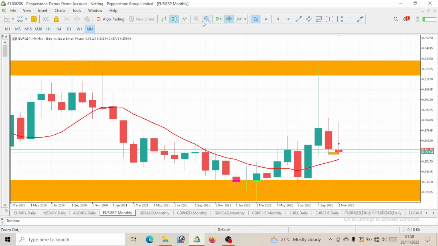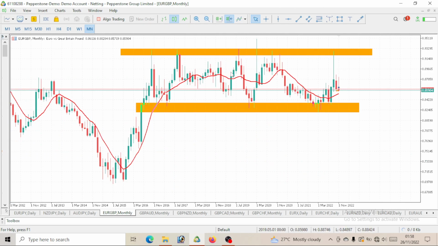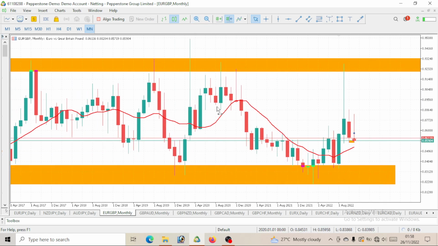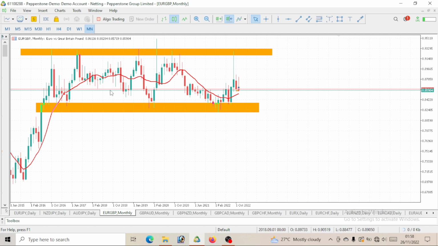So let's get started. First of all, we'll start with the higher time frame, which is the monthly time frame, to be able to guide us. Let's zoom it out. This is the monthly time frame. You can see where I've highlighted this level up here and the down level. We can see that this price is ranging. You can see our resistance level, which is up, and the support level.